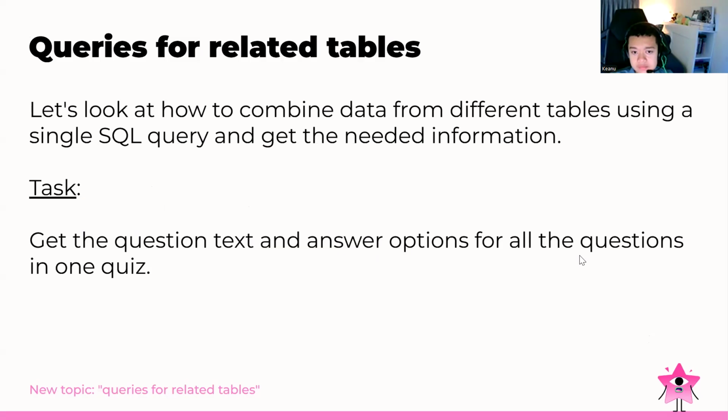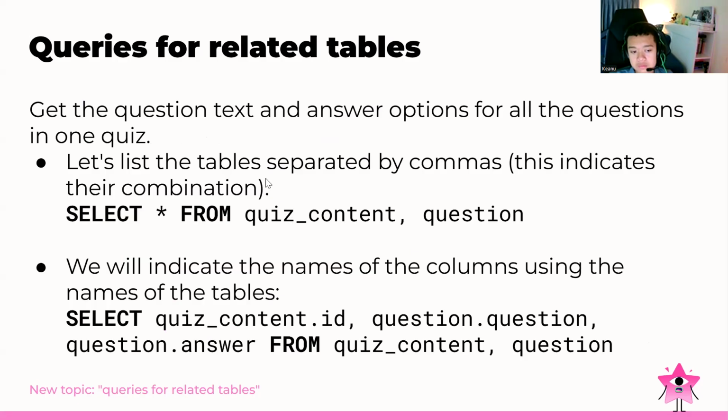Look at the task of combining data from different tables using a single query. The task for now is to get the question text and also the answer options for all questions in one quiz. Basically we will try to use this in the next lessons, because we already finished today's content. When we want to get all the data from the database, we can use the asterisk. That means everything.